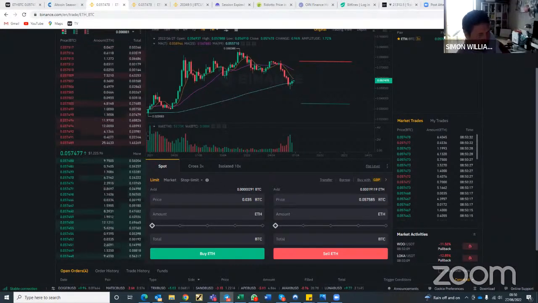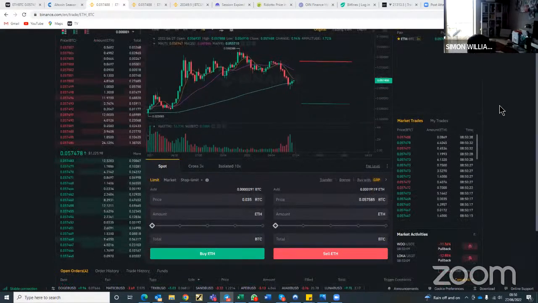Okay, so that's where I do this. Binance is where I do most of my spot trading. Most of my trading is spot, and I want to be clear on that because what we're about to look at is the complete opposite, and extremely high risk with lots of leverage.